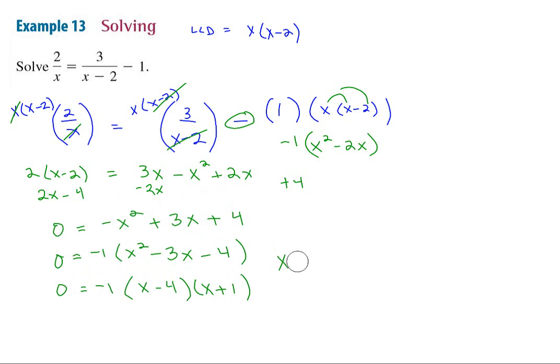So when is this going to equal 0? X is going to equal 4. X is going to equal negative 1. So you want to check your answer choices here. Plug in your answers. Are we going to divide by 0? No. Plug in the negative 1. Does that make division by 0? No. So both of these answer choices are okay.